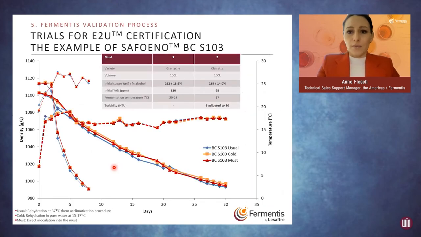This is just another example, just to show you that for strains like BCS 103 that we recommend on all types of wine, we do it on a diversity of wines. We did it on a Grenache, at 20 to 28 Celsius fermentation temperature, and a Clairette at 17 Celsius. And you can see that in all cases, you have usual, cold, must. Again, same modalities. Here you have for the Clairette, and here you have for the Grenache. And you can see that really the kinetics are very, very similar.